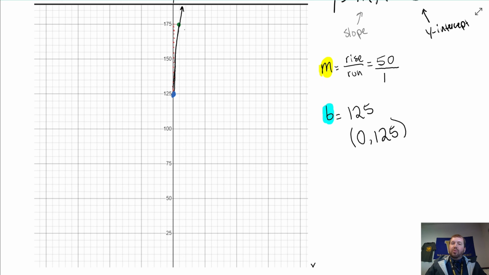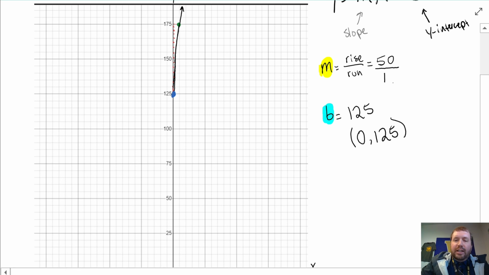For those of you who want to see a bit extra of how we might use slope in the opposite direction with the same slope, we're going to cover that next. So for positive 50 over 1, that also equals negative 50 over negative 1.